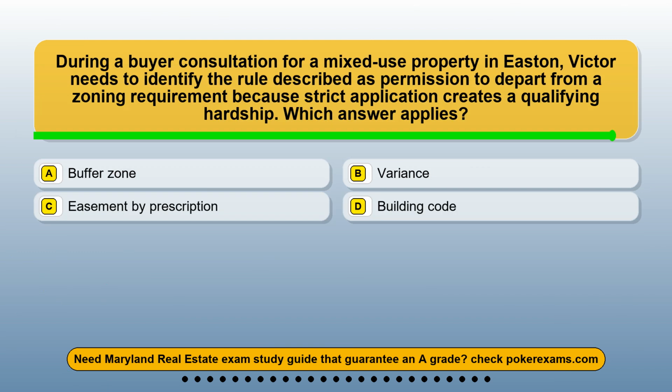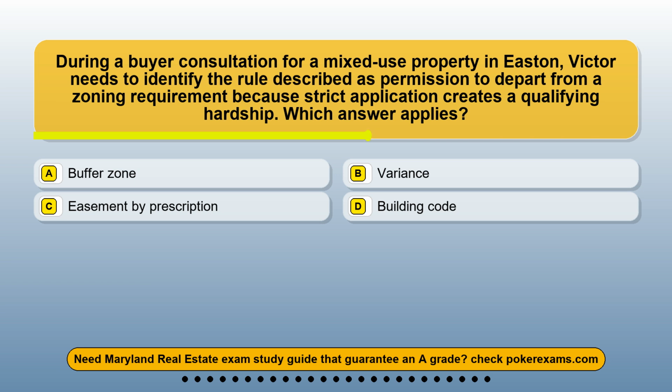Question 11. During a buyer consultation for a mixed-use property in Easton, Victor needs to identify the rule described as permission to depart from a zoning requirement because strict application creates a qualifying hardship. Which answer applies? Option A. Buffer zone. Option B. Variance. Option C. Easement by prescription. Option D. Building code.